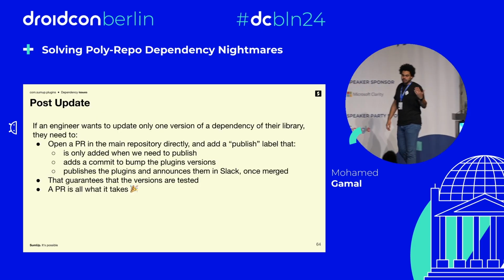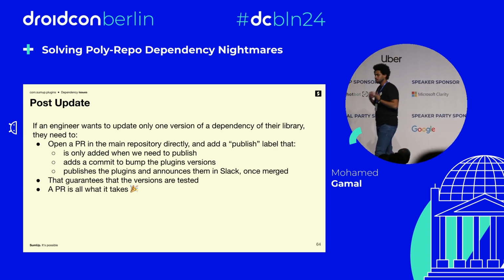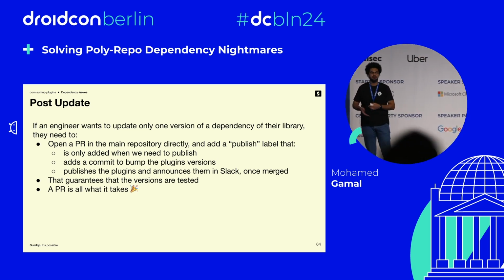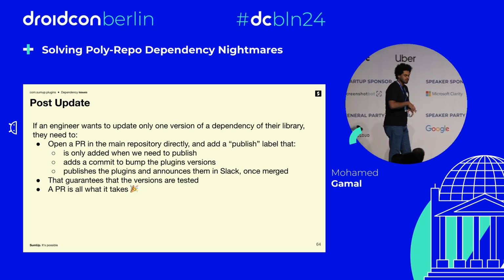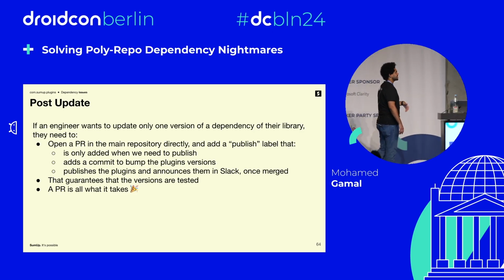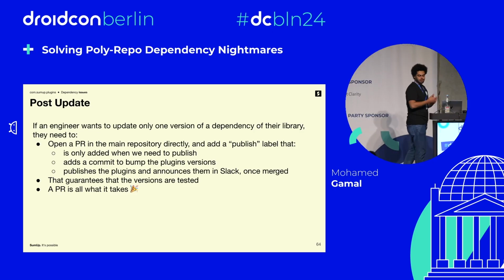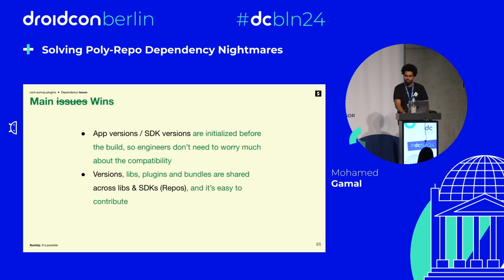Then, if I'm an engineer, I want to update one dependency in my own library. What to do? Nothing, just go to the main repo and update the version. It will be published automatically. It will be announced automatically, and done. You guarantee that everything is tested. The PR has all that you need. So just a PR is all it takes to update one version that's shared across all the projects in the Poly-Repo.